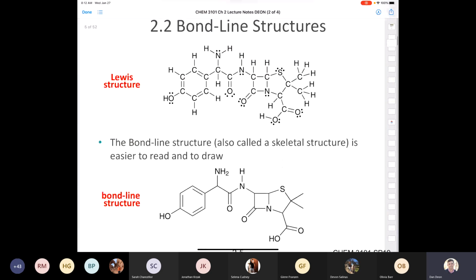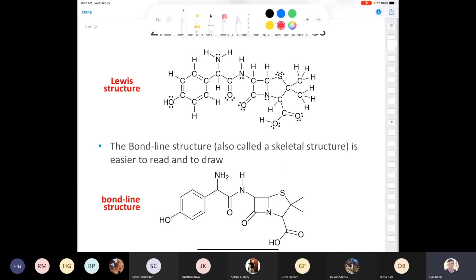So for 1995, you can learn how to draw the bond line structure. And you see the bond line structure down here at the bottom. Again, we also call it a skeletal structure. It's much easier to read and to draw. Now, what do I mean by easier to read?